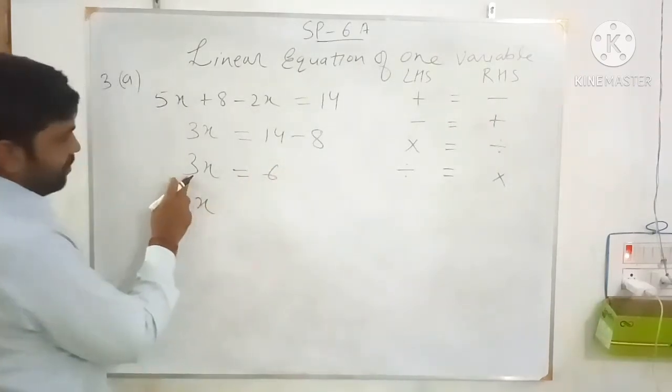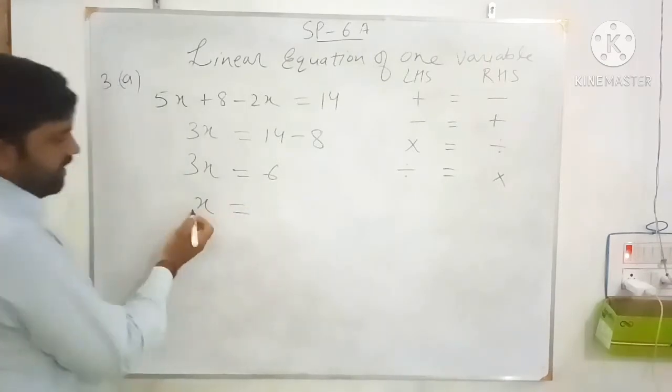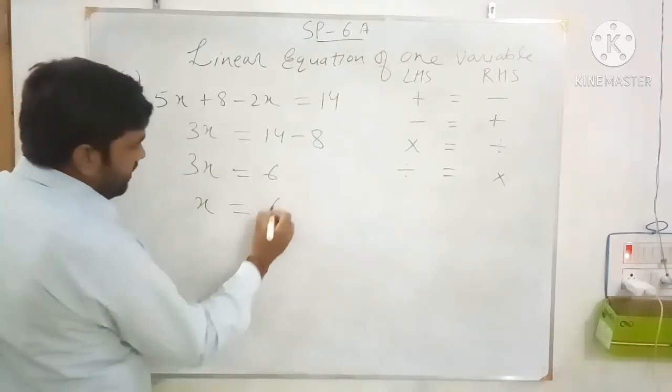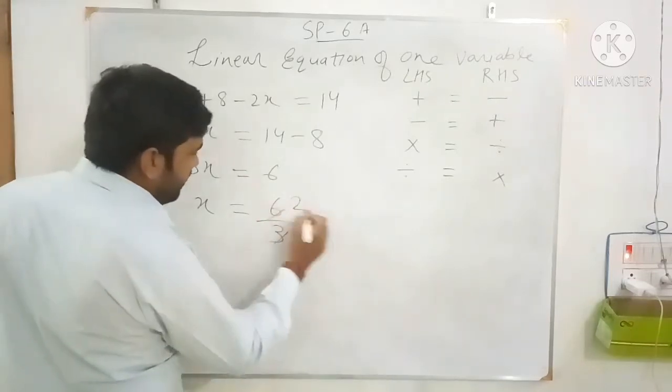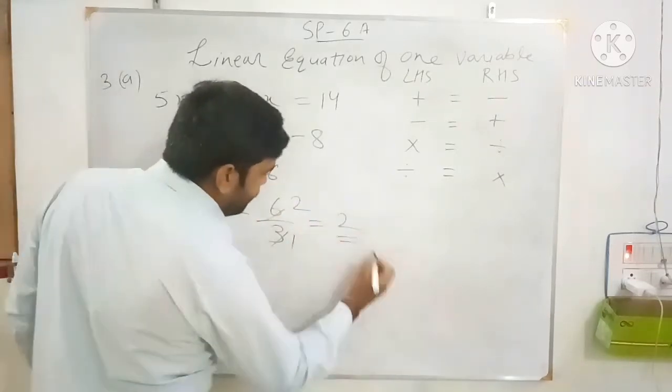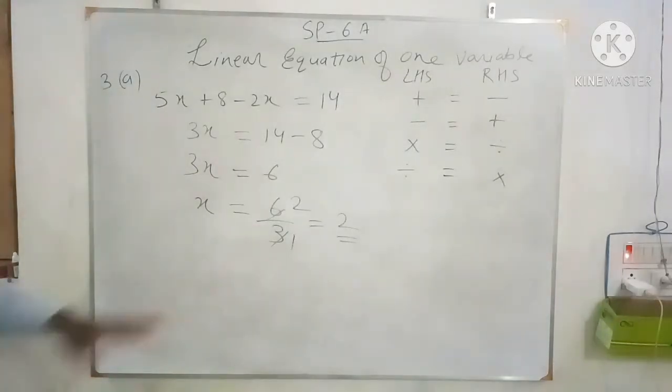And now we transpose 3 because we have to find the value of x. 3 is multiplied with x, so here it will be divided. Now 3 1s are 3, 3 2s are 6. So the value of x we got is 2.